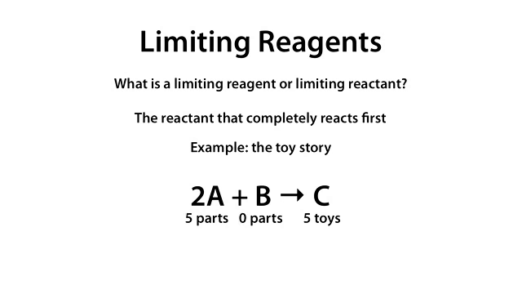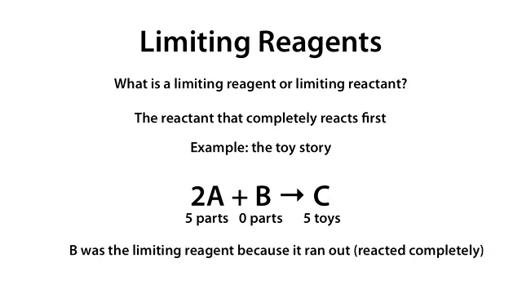When we get to 5 toys, we have run out of parts of B. We have 5 parts of A remaining and 0 parts of B remaining, but we have 5 toys made. We can no longer continue making toys because we do not have the required part of B to make 1 single more toy. So in this case, we would call B the limiting reagent because it ran out first, or what we say, reacted completely.